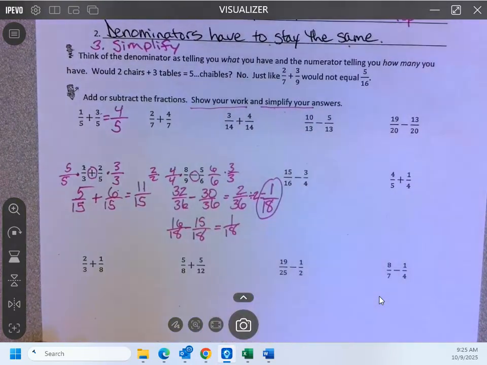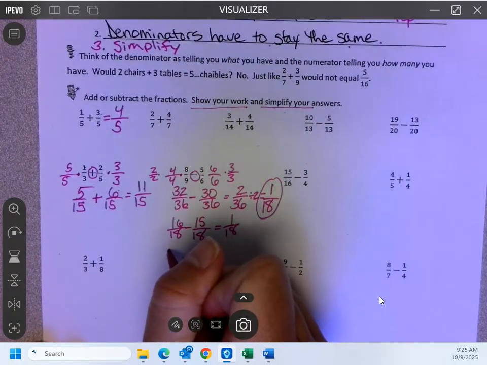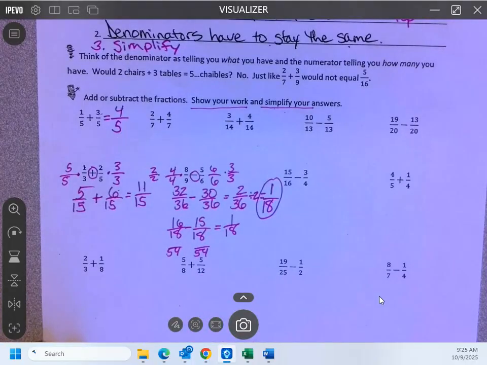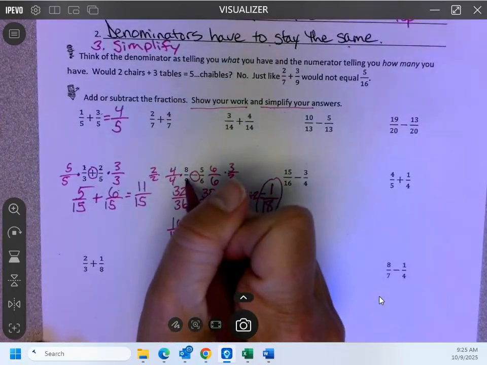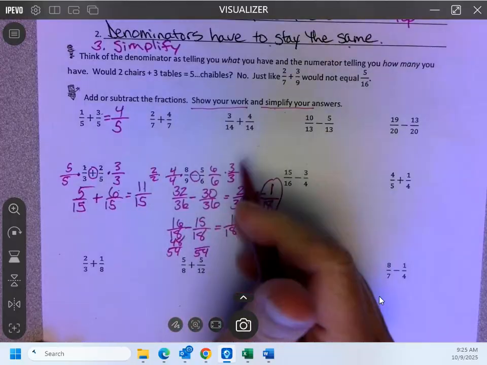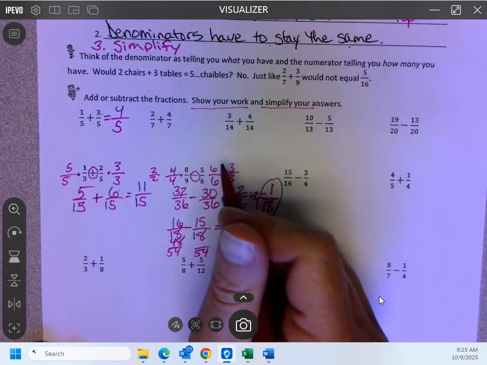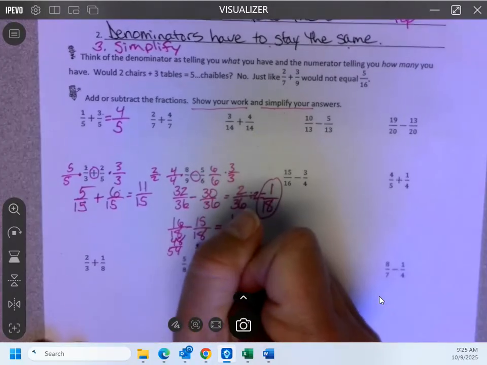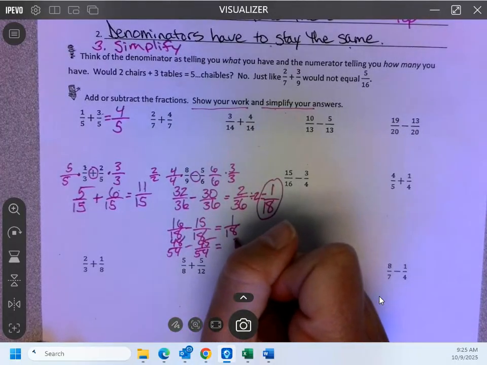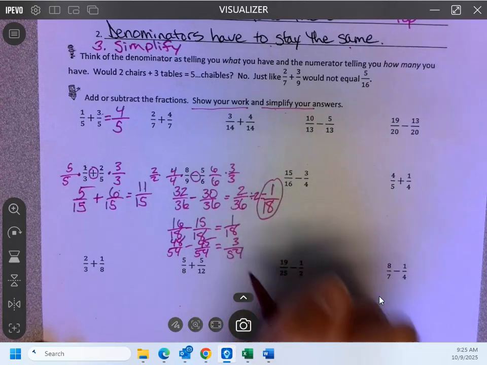I could have said 9 times 6 is 54. So I could have just multiplied those two denominators together if I wasn't sure what other multiple they shared. So 9 times 6 is 54, so 8 times 6 is 48. 6 times 9 is 54, so 5 times 9 is 45. And then I would have gotten 3 over 54.